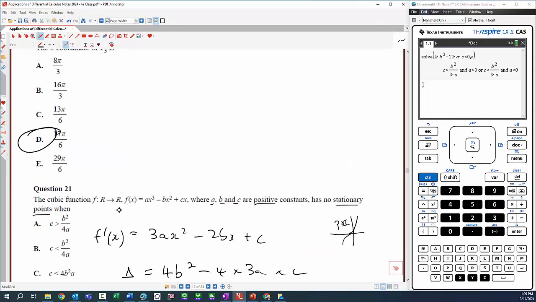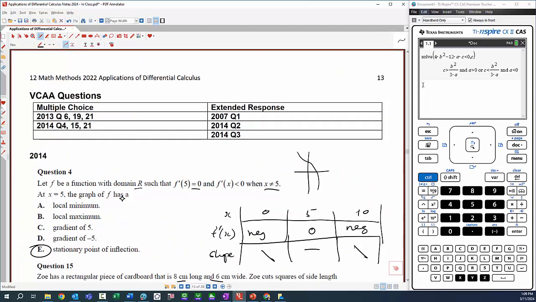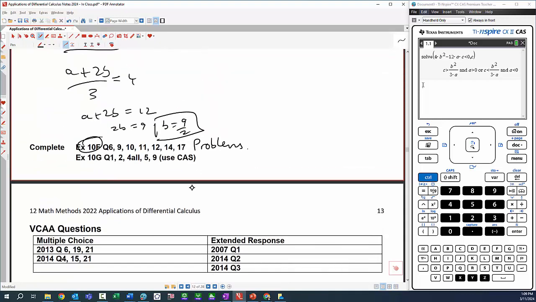Right, so the resulting homework is going to be to do 10G. Okay, so do those questions.